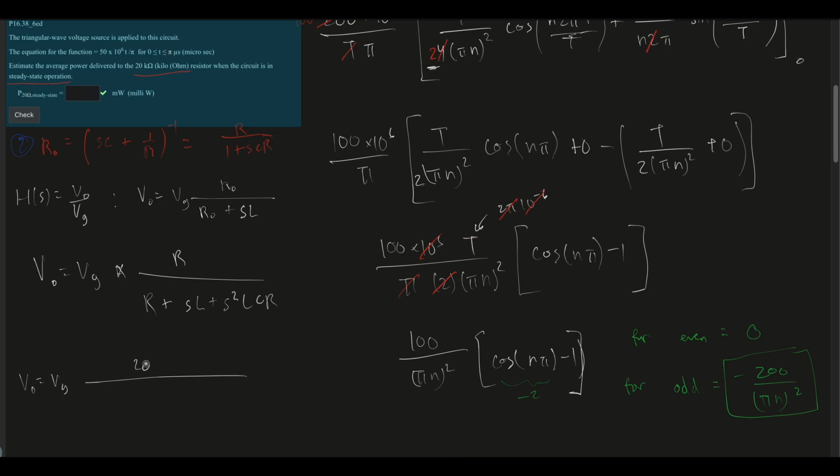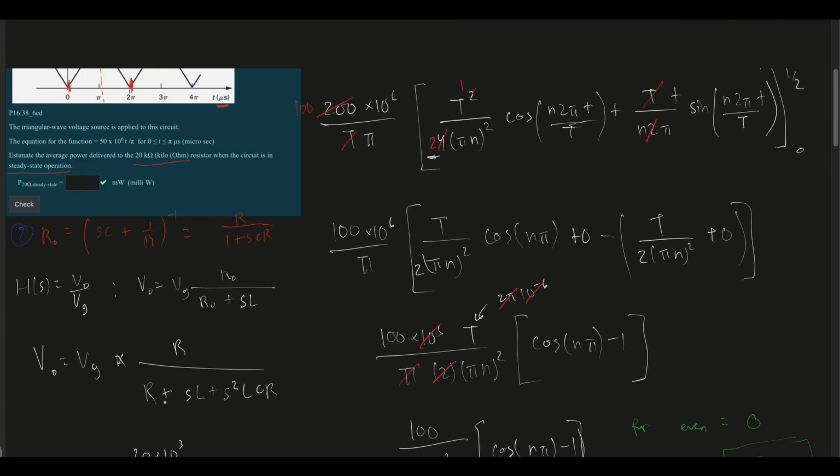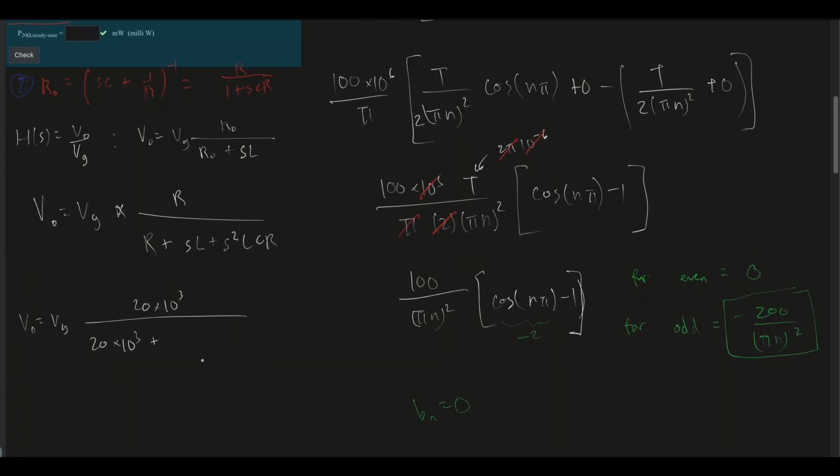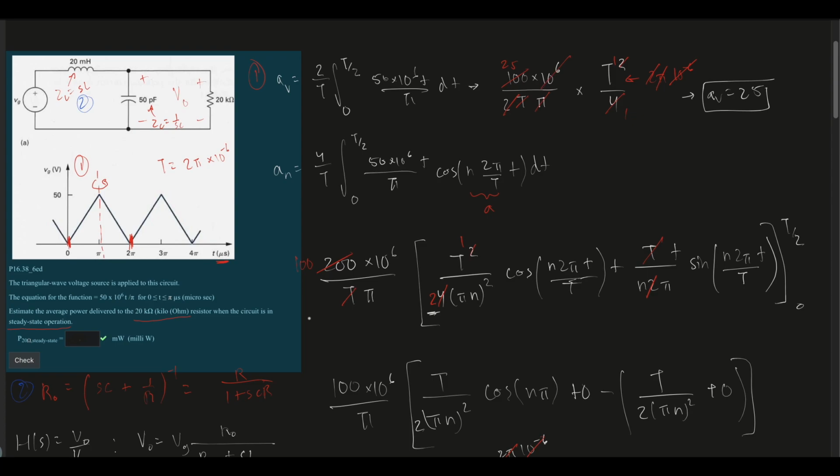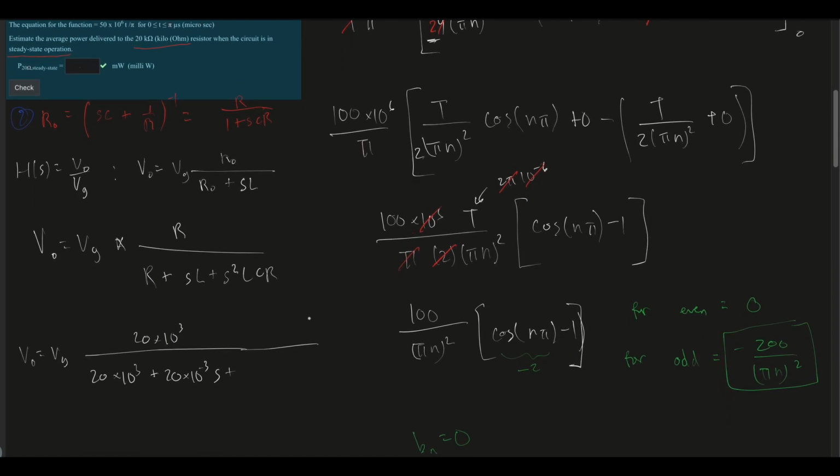We're going to have 20 times 10 cubed. Then we know we have 20 times 10 cubed on the bottom here, plus we are going to have our inductor, which is 20 times 10 to the negative cubed because of the millihenries. So 20 times 10 to the negative cubed times our S plus. Now we have our inductor, our capacitor, and our resistor, which is 20 millihenries, 50 picofarads, and then 20 kiloohms, right? We can plug all of this into a calculator, and if we do so, we are going to get that we have a 2 times 10 to the negative 8 with our S squared.